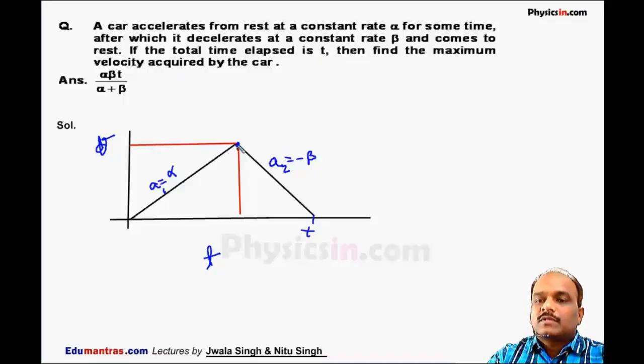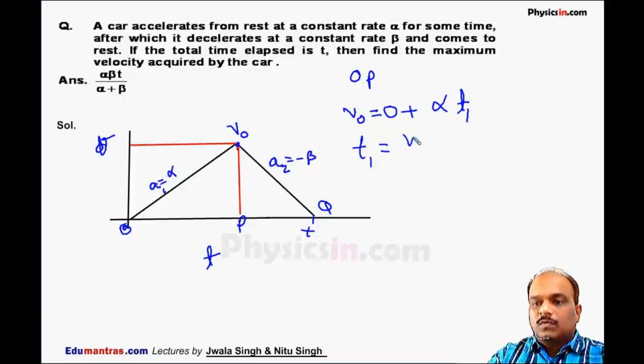So this is the maximum velocity. Let the maximum velocity acquired by the car be v0. Since the car starts from rest, let this point be O, let this point be P, and let this point be Q where the car is at rest. At P, the car acquires the maximum velocity. So from O to P, the final velocity v0 is equal to initial velocity 0 plus acceleration alpha into t1. So t1 is equal to v0 by alpha. This is the first equation.